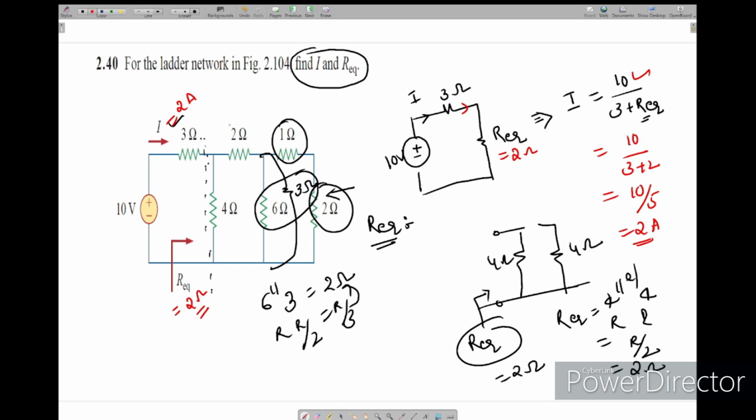So this is simple. Find the R equivalent here and find the I by using the method of reduction of network by using R equivalent. To make the circuit easy, we are finding the R equivalent.